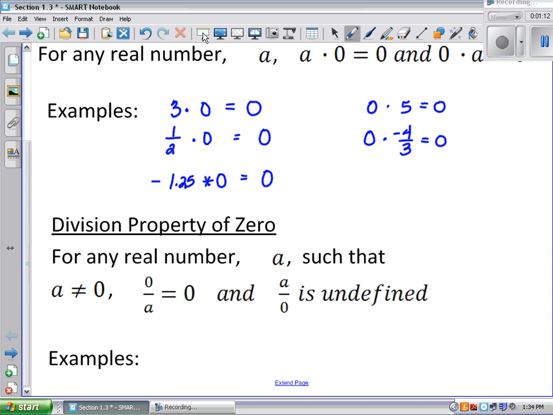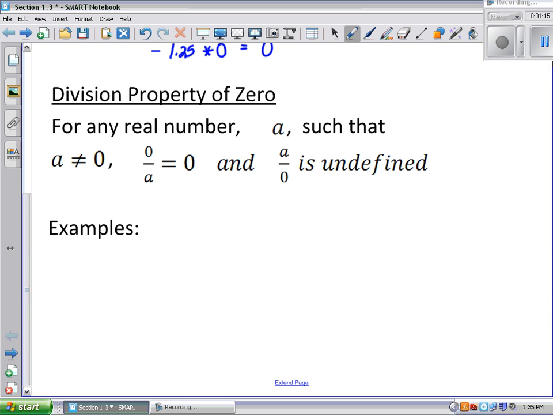Next, we'll talk about the division property of 0. For any real number a, such that a is not equal to 0, 0 divided by a is 0, and a divided by 0 is undefined. So some examples that illustrate this property: 0 divided by 2 is equal to 0. 0 divided by negative 3 is equal to 0. If the 0 is in the numerator, the quotient is equal to 0.